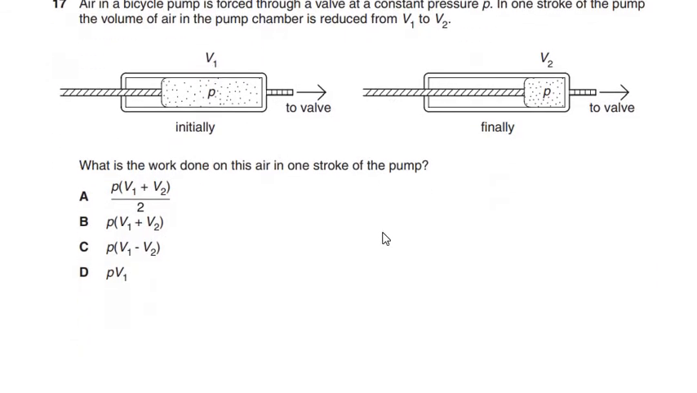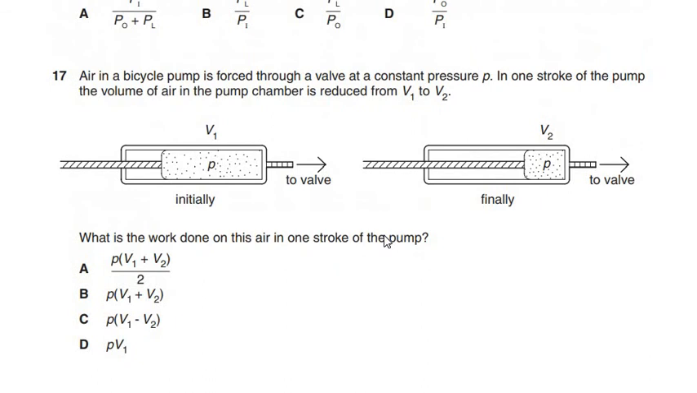17. You need to know the equation. Work done is equal to pressure into del V, pressure into change in volume. So if you take that into consideration, what's the change in volume here? It's going to be V1 minus V2. So it's V1 minus V2 and you multiply it with the pressure. So answer is C. 17C. There you go. Really easy actually.